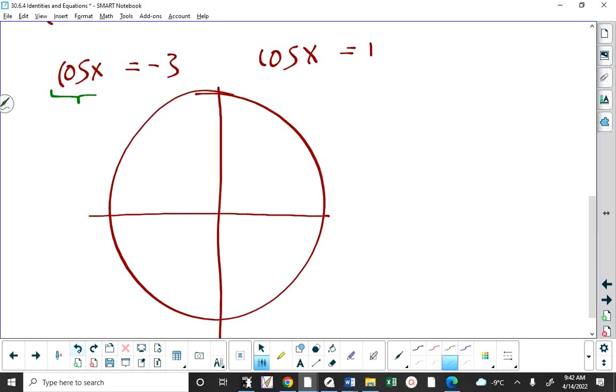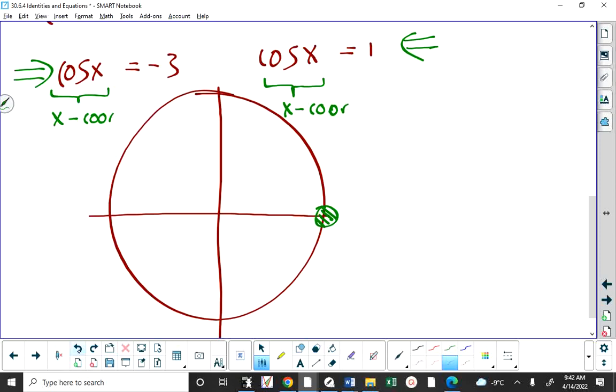Cosine is the x coordinate on the unit circle. So dealing with this equation first, where is the x coordinate 1? Right here. Dealing with the second equation, this one, where is the x coordinate negative 3? Nowhere on the unit circle.